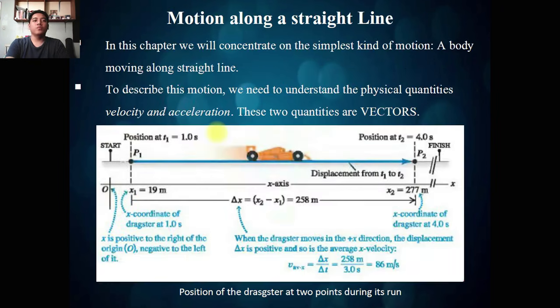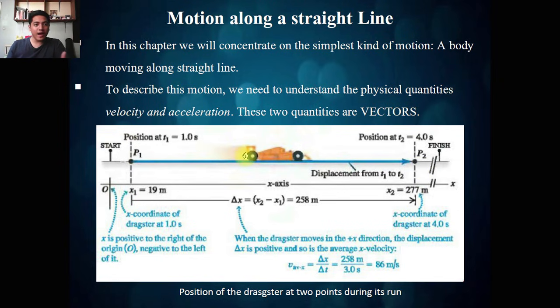So let's go back. Motion along a straight line. In this chapter, we will concentrate on the simplest kind of motion, a body moving along a straight line. For example, in this figure, we have a dragster moving from point 1 to point 2. Here we have the starting position of the dragster, and we set that as our origin. After 1 second, the dragster is at position 1. And after 4 seconds, the dragster is at position 2, p sub 2.